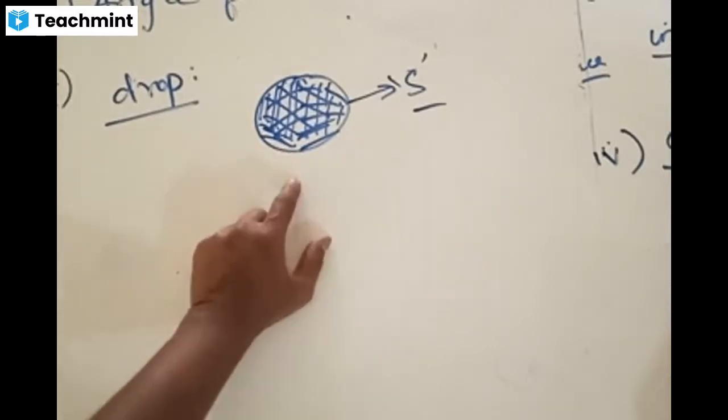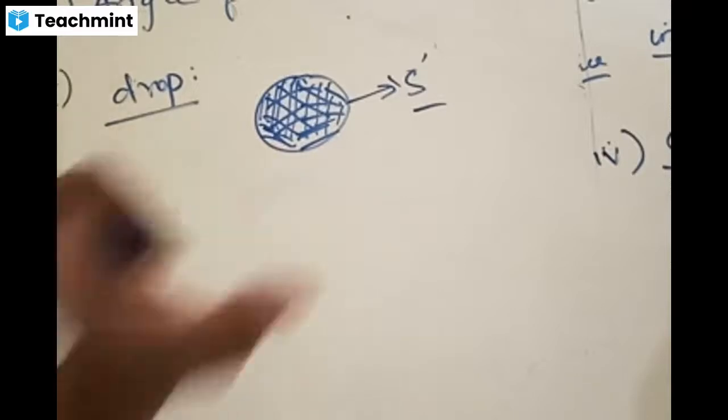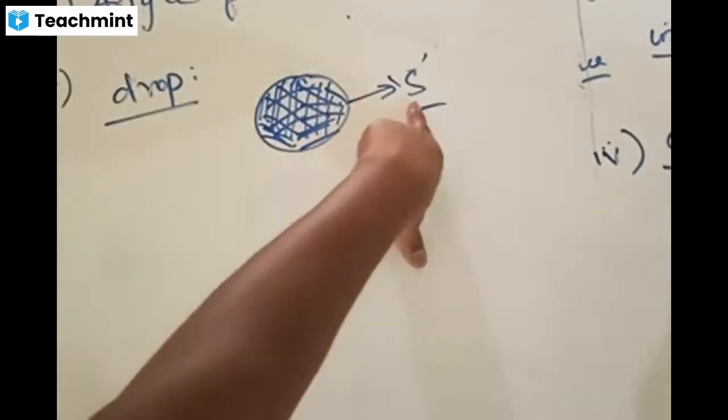Now, I'm taking one such drop. I'm not saying that it is water; it is some kind of liquid, honey perhaps, whose surface tension is.